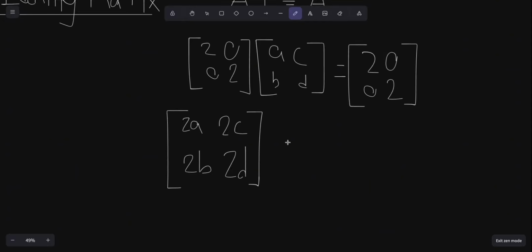So if I want this to be equal to the matrix on the right-hand side, well, it's pretty obvious what has to happen. A has to be equal to 1.